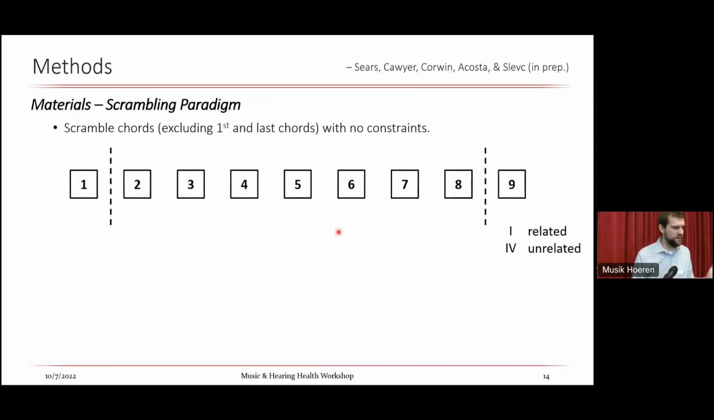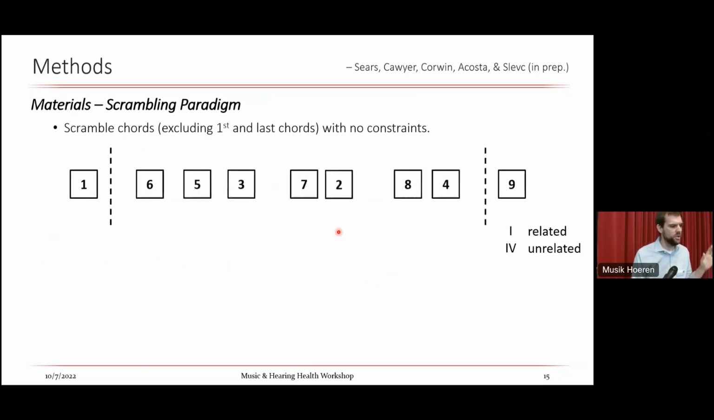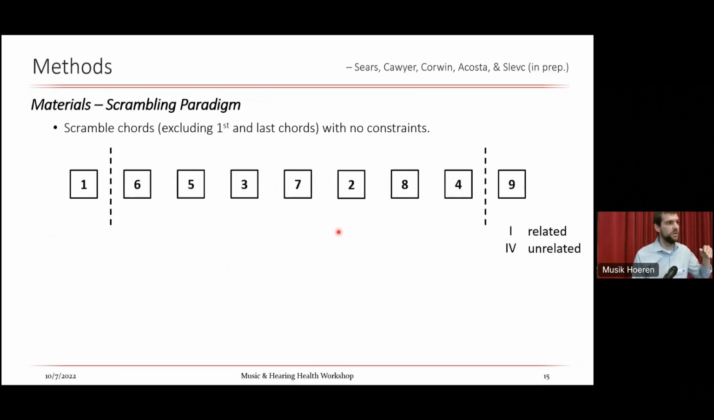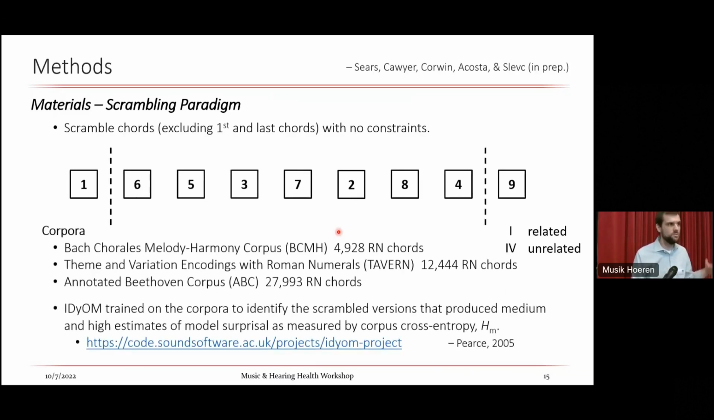So here's the scrambling paradigm, just a simple visualization. We're going to leave chord 1 alone, leave chord 9, that's the target chord, alone, but we're going to scramble those interior chords. How do we do it? Well, as I mentioned, we basically trained a finite context model, an n-gram model. It's called the Information Dynamics of Music Model, or IDyOM, by Marcus Pearce. It's really great if you haven't used it before. Because it's a finite context model, it just generates probability estimates for each given event in a sequence, given a preceding context.